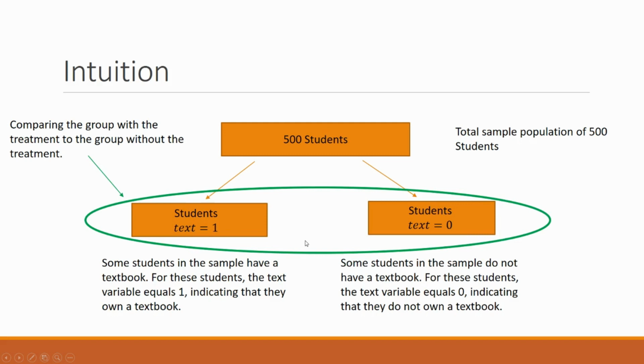When we run this regression, that's what we're effectively doing. We're comparing the group with the treatment, so the treatment group with the textbook, to the group without the treatment, all right? So the students that do not have a textbook. We're effectively just comparing this group of students to this group of students.